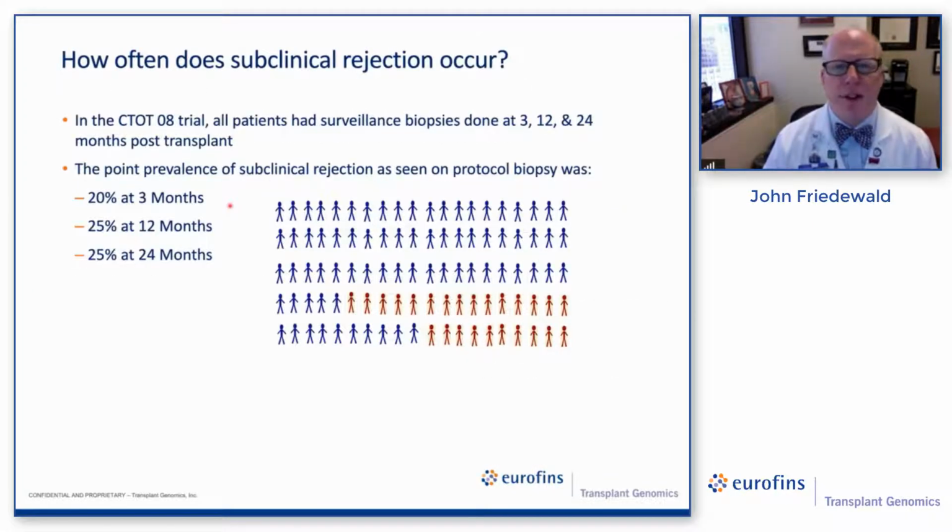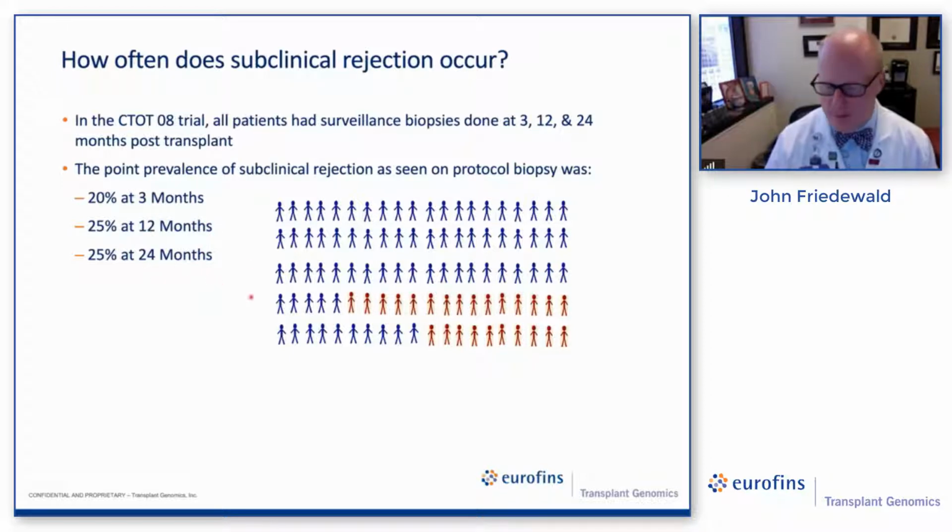So how often does subclinical rejection occur? We found in the CTOT-8 trial, and this was very similar to the GOCAR trial, where surveillance biopsies were done at 3, 12, and 24 months post-transplant. And we found the point prevalence to be fairly similar at all those time points. So 20% of patients biopsied at 3 months had subclinical rejection, 25% at 1 year, and 25% at the 2-year mark.